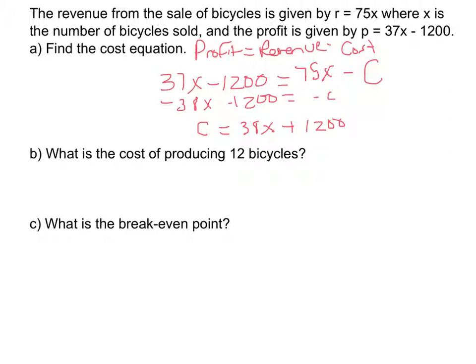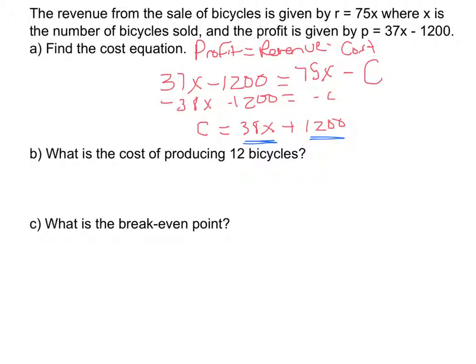What that means is the 1200 is our fixed cost. That's how much money we lay out to start the business. And the 38x means it's going to cost us $38 for every bicycle that we want to stock in our store. That's our marginal cost.